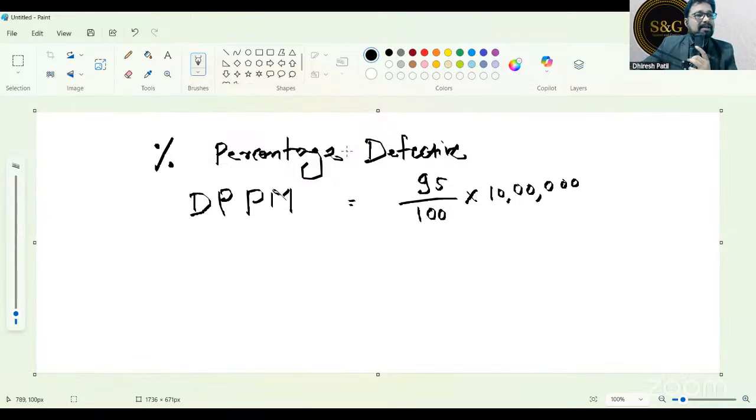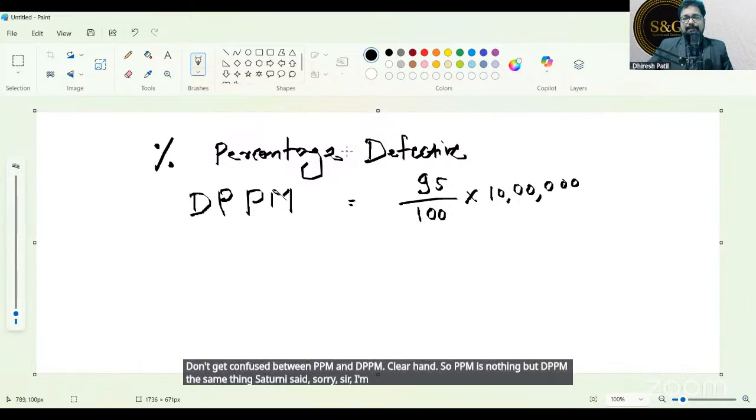Sachinji says, sorry sir, I'm joining late. Doesn't matter. We are just starting.